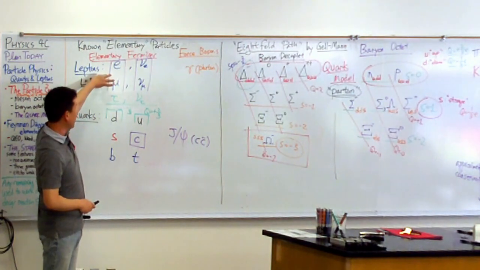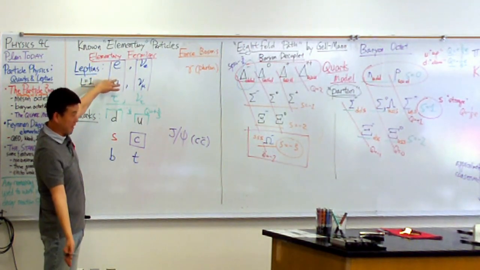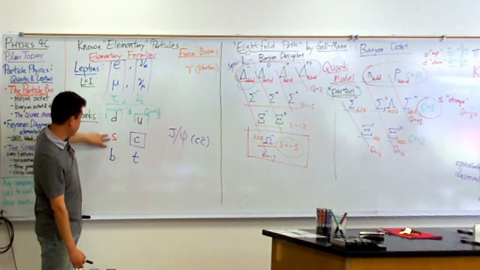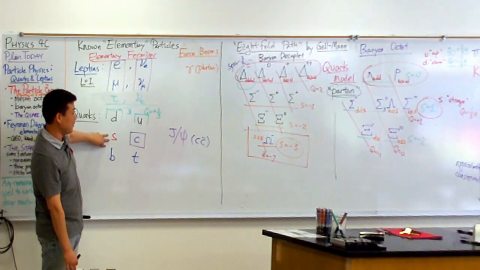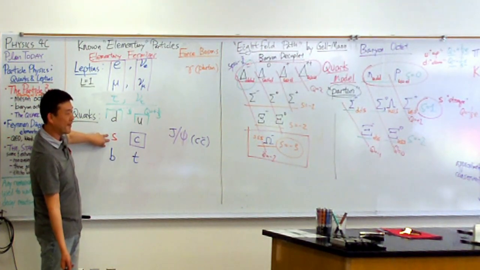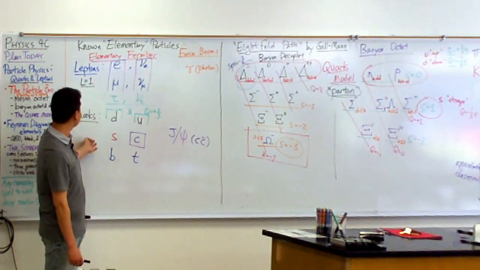3 generations of leptons consisting of 6 elementary particles, and 3 generations of quarks consisting of 6 elementary quarks. So that's the introduction to quarks and leptons.